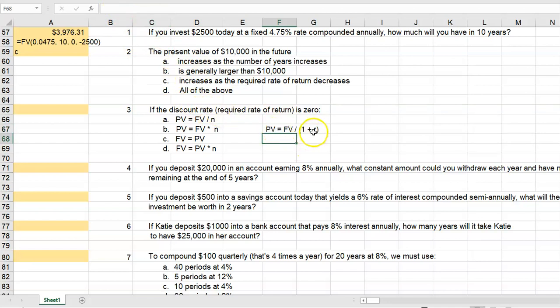If the R is 0, if my required rate of return is 0, the present value is equal to the future value divided by 1. Present value and the future value are equal. Or just intuitively, if you understand this, when you think about it, if I don't discount it at all, then the money in the future is worth the same amount today. So the answer here is C.